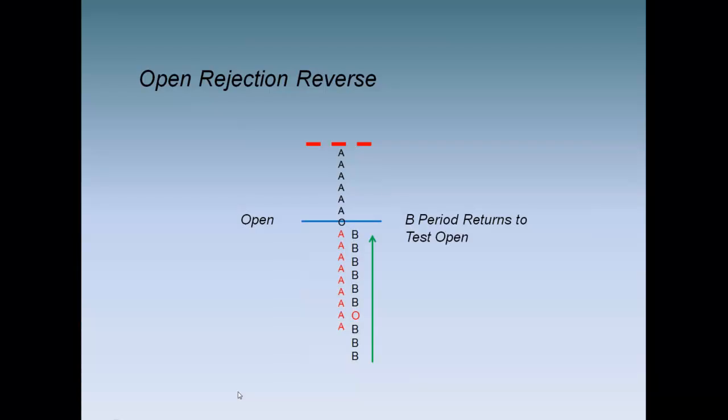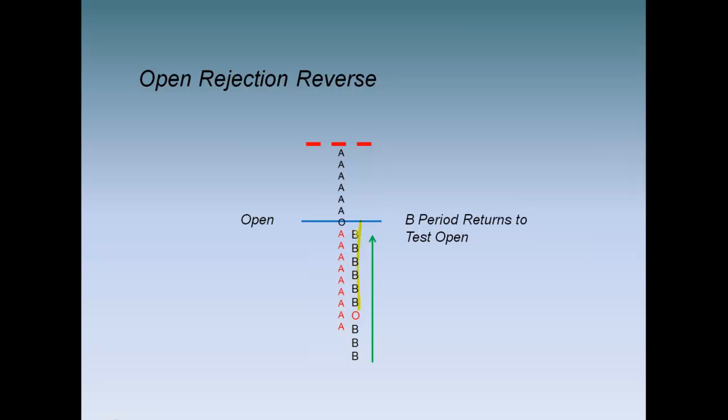All right, the open rejection reverse. Now let's take a look at it from the second period. So we saw what happened in A period. Let's take a look at, in our example here, what happens in B period. B period opens towards the low end of the range. So it's really telling me that, oh, things are getting bearish in the market. But notice what actually happens. It moves up again and comes back right to the open.